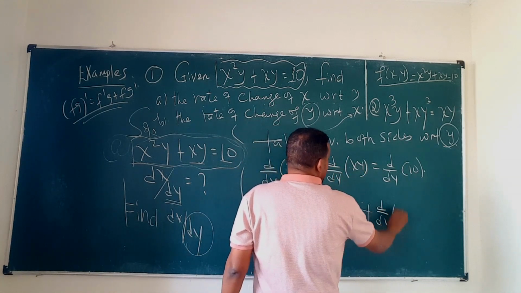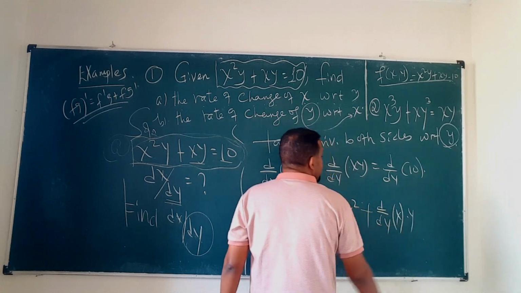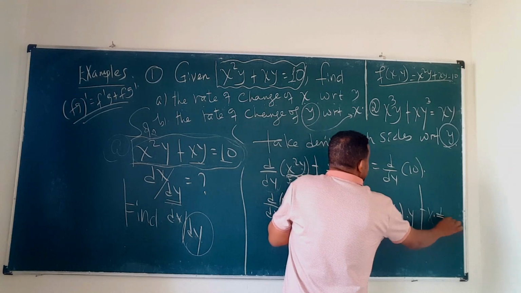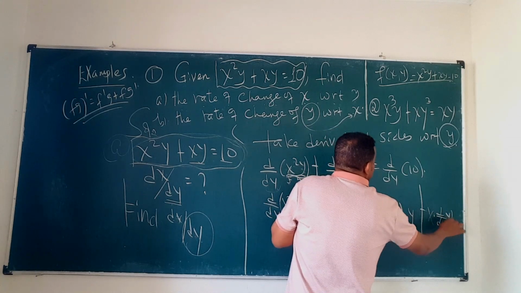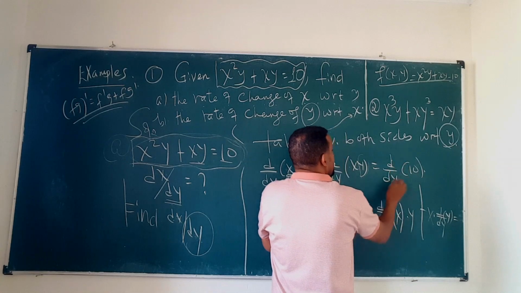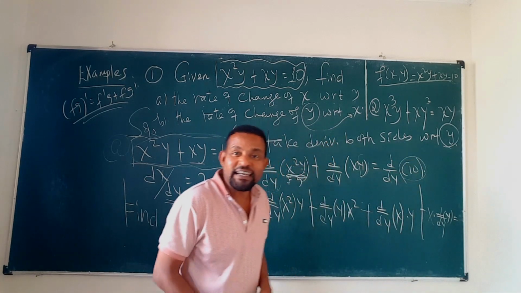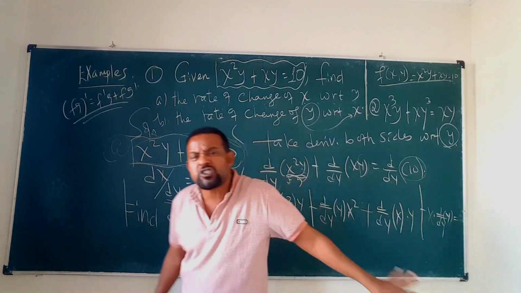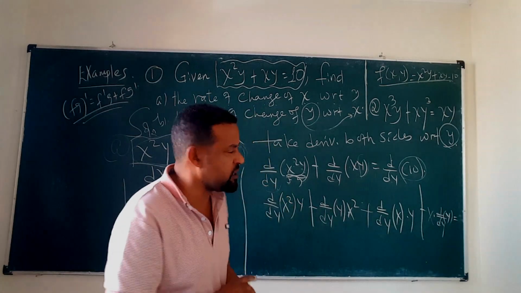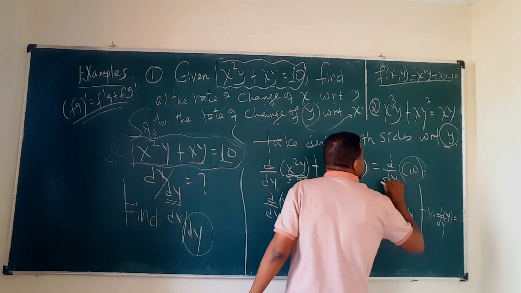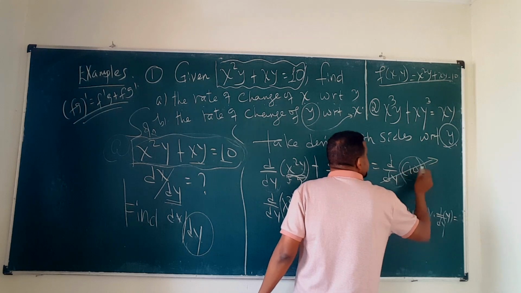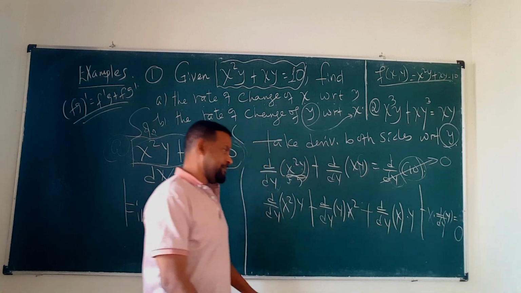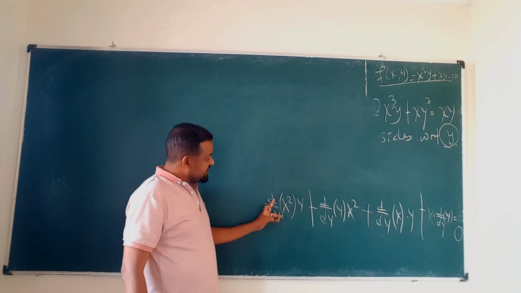Then plus, similarly for this one, d by dy of x times y, plus x times d by dy of y, which is equal to d by dy of 10. Now 10 is a constant. Whatever the variable is, the derivative of any constant is 0, as we discussed. So the derivative of 10 is 0, and we write 0.